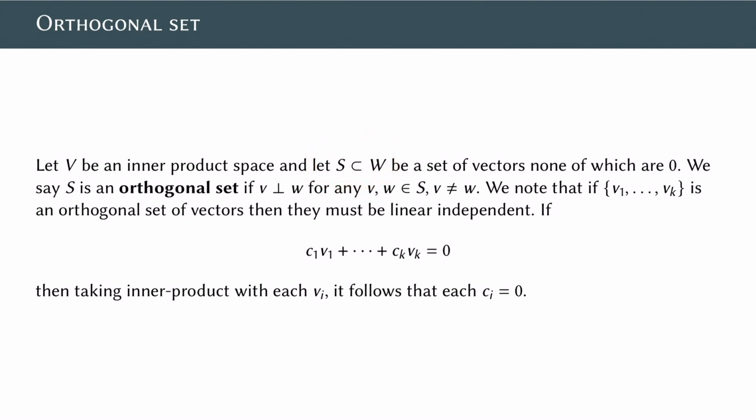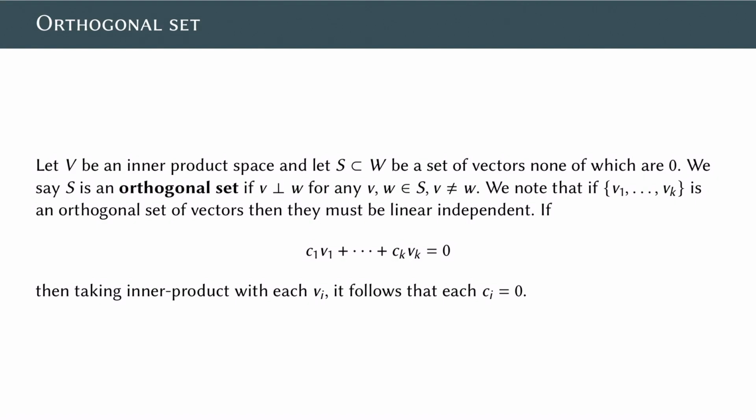The 0 vector is not an element of this set S. We say that S is an orthogonal set if whenever you take two vectors V, W from this set S and V is not equal to W, then V must be perpendicular to W. V must be orthogonal to W. That means any two distinct elements in this set S must be orthogonal, or any two elements are pairwise orthogonal.